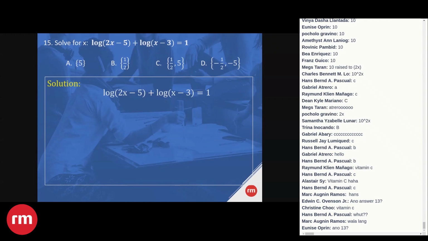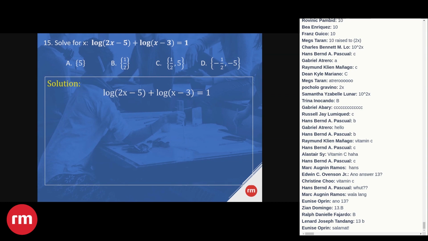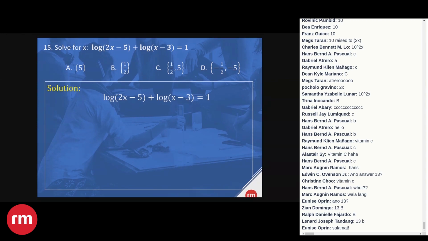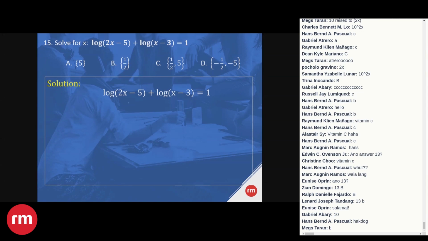Now, let's solve for number 15. So you have here a logarithmic equation. Hindi natin nakikita yung base, pero napag-usapan natin kanina that the base of this logarithmic terms are 10. So common logarithm. So the first step is to combine these two logarithm as a single logarithm term. So ang goal natin ay masulat ito as a single logarithm. But since naka-plus to, gagamit tayo ng product rule.